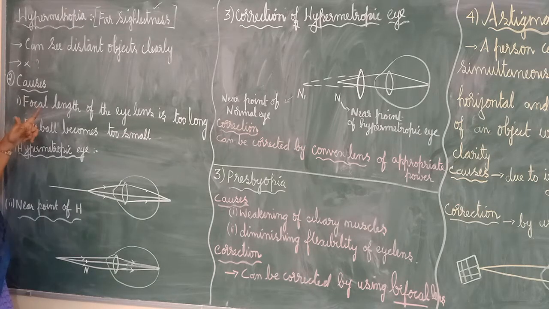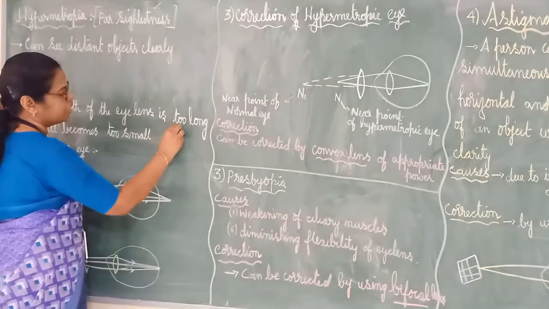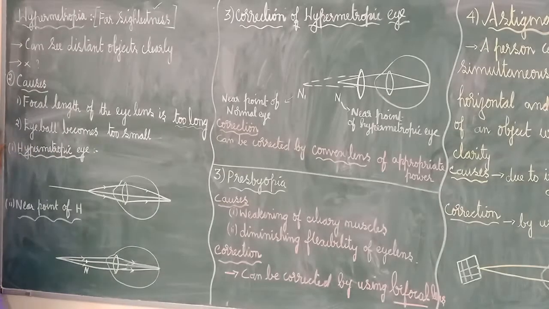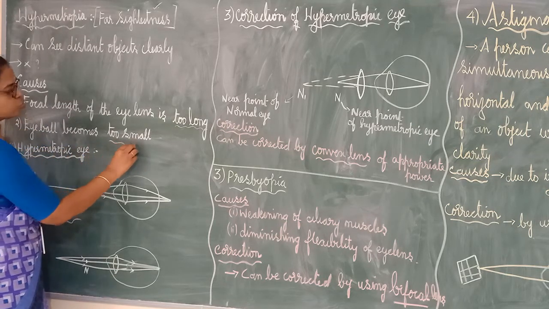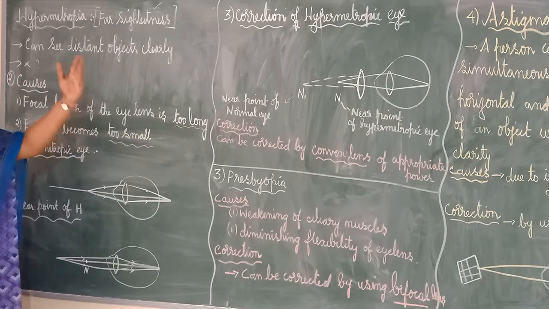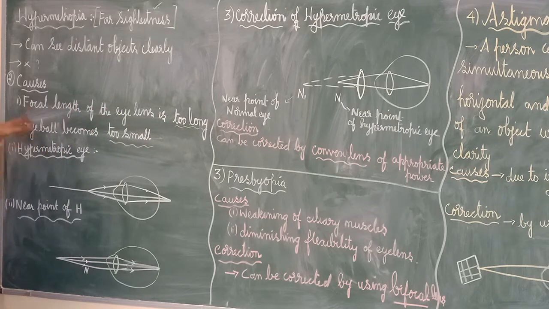Causes. There we have studied two causes. Here also, the focal length of the eye lens is too long. And the eyeball, there it becomes elongated, and here it becomes too small. Write it in a difference form and then study; it will be easy for you. Differentiate myopia and hypermetropia. So focal length is too long, then it is opposite. Here the eyeball is too small.